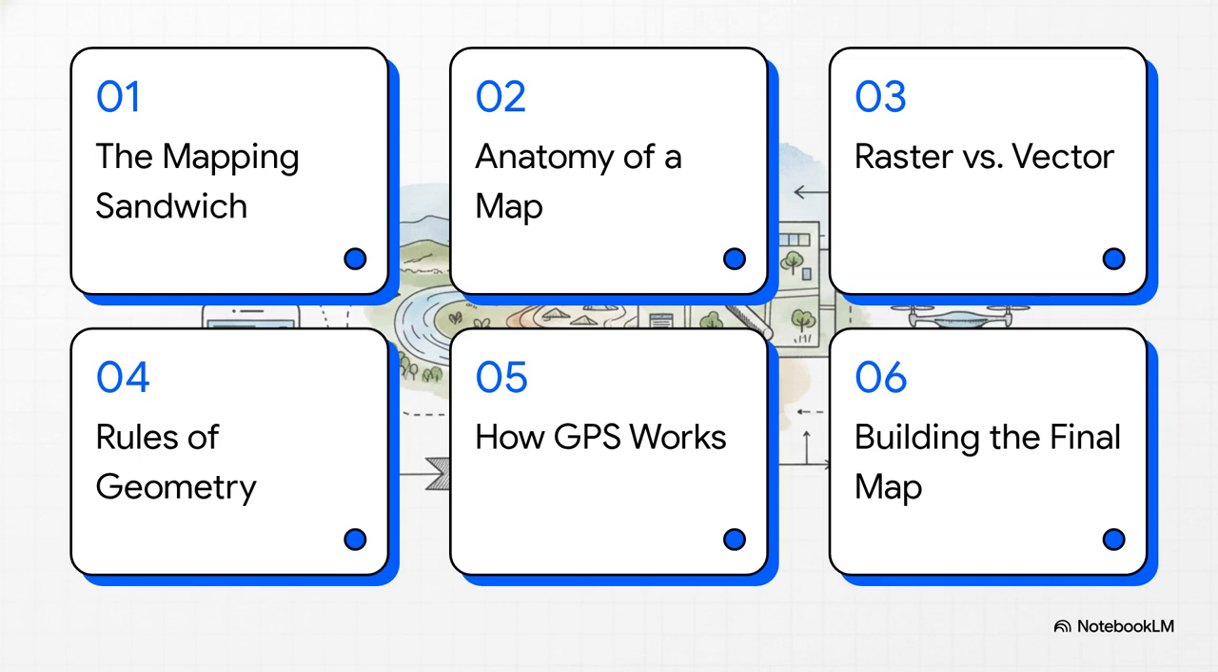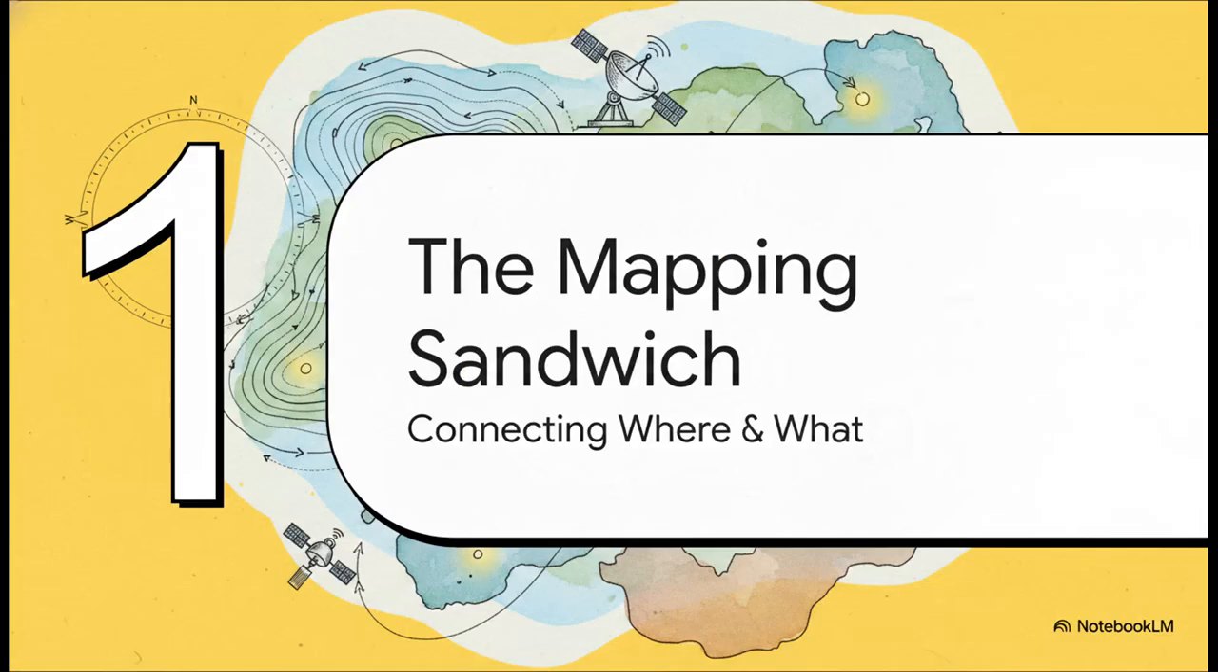We'll start with the mapping sandwich, move into the anatomy of a map, break down raster versus vector data, look at the rules of geometry, figure out exactly how GPS works, and finally, we'll bring it all together by building the final map. All right, starting right off with Section 1, the mapping sandwich.